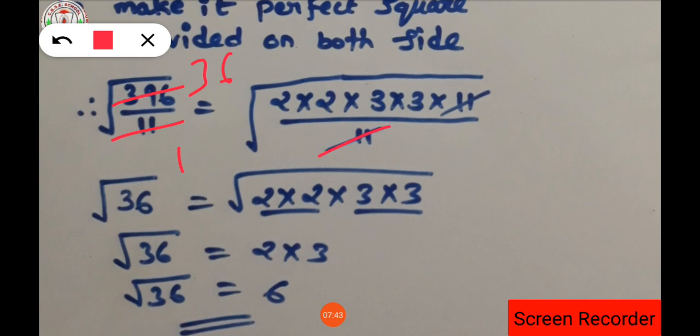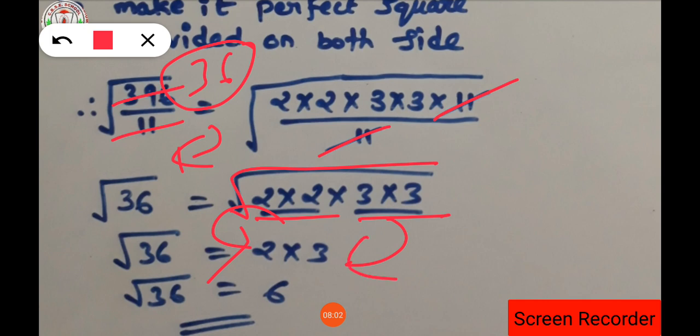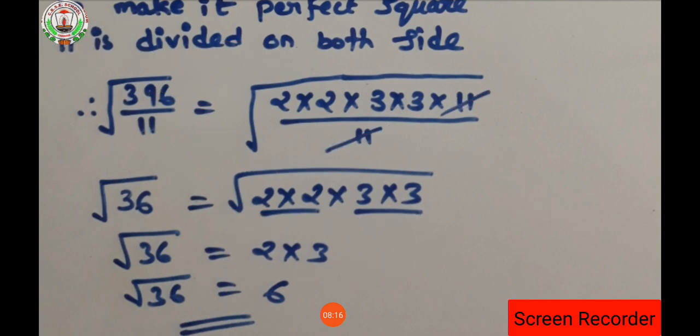Okay, from the numerator and denominator, 11 will get cancelled. So what is left here? 36 will be left. Under root 36 is equal to root of 2 into 2, 3 into 3. Now the pair of 2 is there, the pair of 3 is there. Among the pair, one of the 2 will come outside, and among the pair of 3, one of the 3 will come outside. So 2 into 3 is how much? 2 into 3 is 6, isn't it? So the square root of 36 is how much? It is 6. Clear everyone?